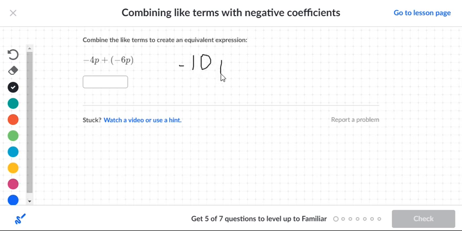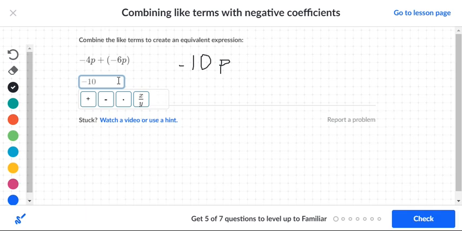You show that with a negative, and you have to put down the letter P. So right here we'll type in a -10, but make sure you put down the letter, else it's not going to be correct.